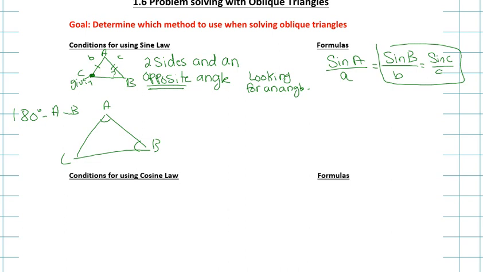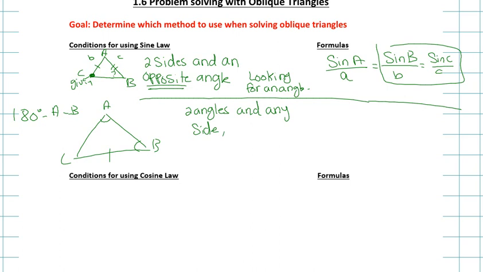So in this case, I have two angles and any side. So let's say side A, just to make it easy. Two angles and any side. And so that means I'm solving for what? What would I be solving for? Solve for a side, right? And the formula would be A over sine A.